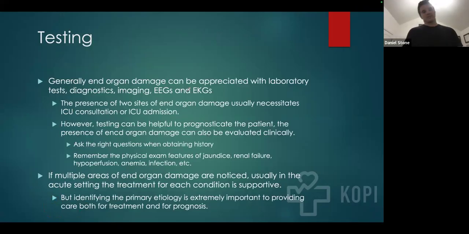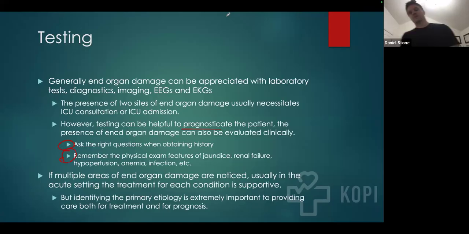So, this is just basically a quick slide on what I already mentioned. But testing can be helpful to prognosticate the patient. Hopefully, the areas that you become concerned about, the understanding about what end organ damage might be at play, also comes from your physical exam, from your history taking, from you talking to the patient or talking to the patient's parents, their family, whatever it might be.